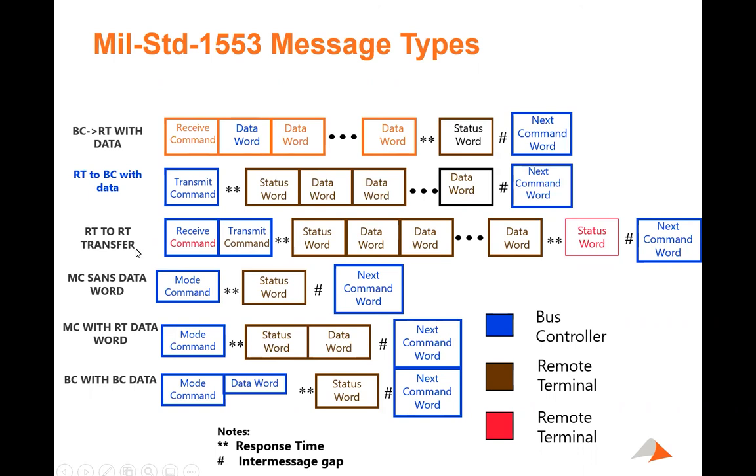This is an RT to RT transfer. This is where you're telling one RT to send data to another RT. So the bus controller sends out a receive command, and on its tail, it sends out a transmit command. Then the status word is responded back from the RT along with data words that go out. And then the second RT receiving the data would have its status word response.